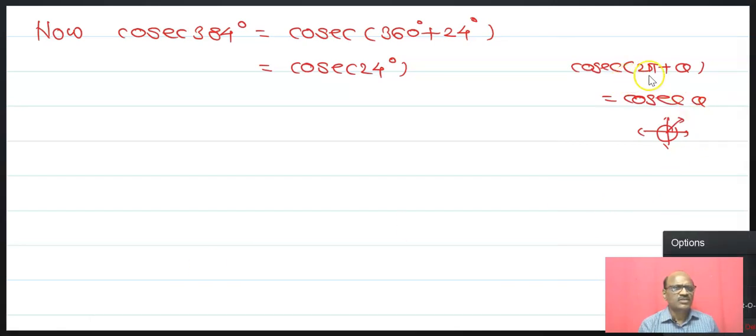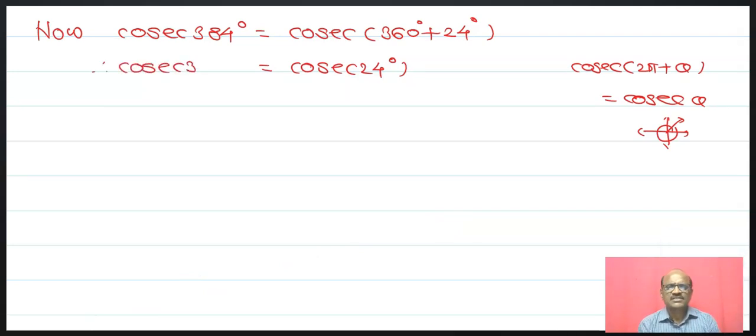This is cosec of 2 pi plus theta, which means cosec theta, because 2 pi plus theta comes in the first quadrant, and that's why it is cosec theta, and its sign is plus. This is a very long question.